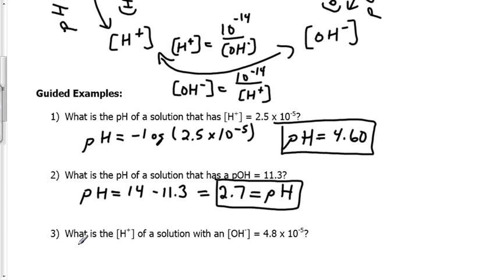All right, the next one. What is the H plus ion concentration of a solution with OH minus ion equaling 4.8 times 10 to the negative fifth? Here we're converting between hydrogen and hydroxide ion. So that's this step right here at the bottom of our little guided map here. So we want to find the concentration of H plus.